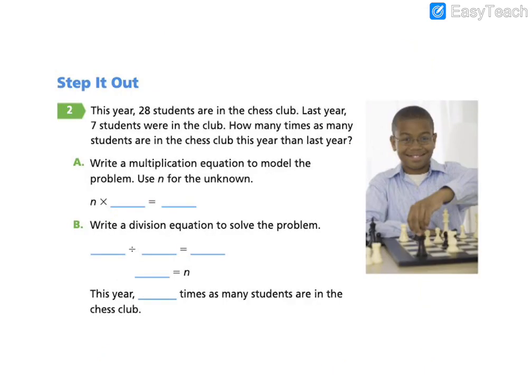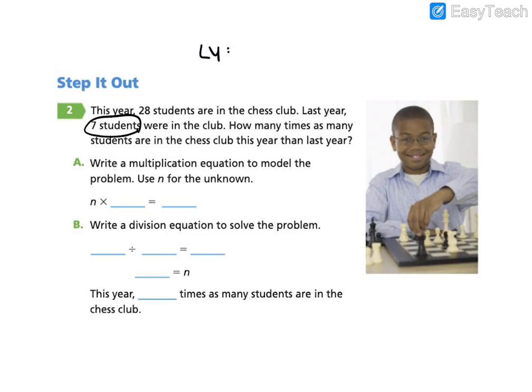This year, 28 students are in chess club. Last year, 7 students were in the club. How many times as many students are in the chess club this year than last year? Write a multiplication equation to model the problem. Use n for the unknown. The unknown in this equation is how many times as many students were in the club this year than last. We know how many were in last year. 7 students were in last year.